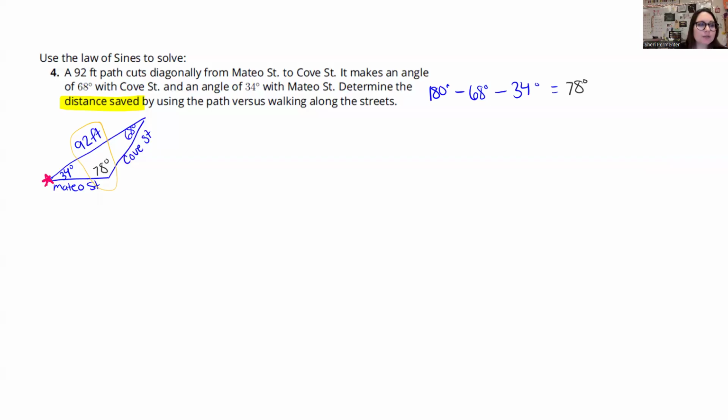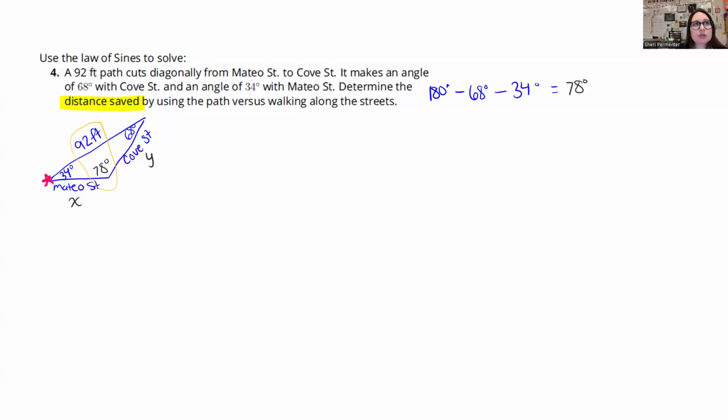Well, I've got to find 2 different side lengths. So I've got 2 different little problems that I need to do. I can call them whatever I want. What if I just call this side length X and this side length Y? Okay, I'm going to find side length X and Y. I'm going to add them up and then I'm going to subtract 92.